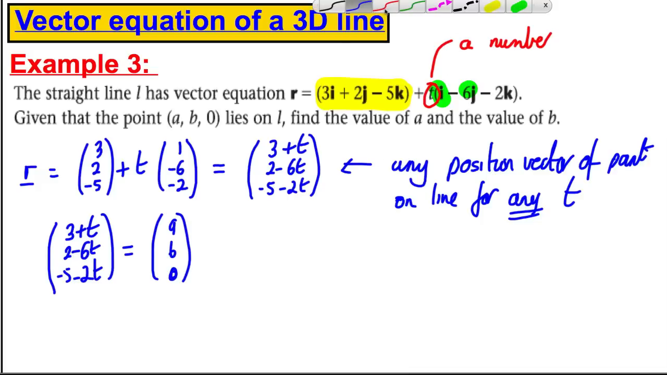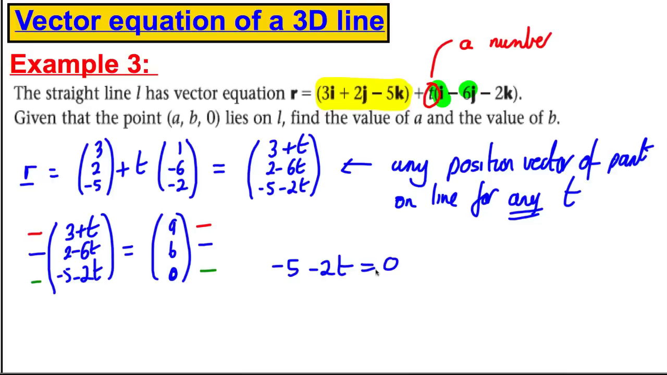Now, for these to be equal, this has to equal this, this has to equal this, and this has to equal this. So the easiest one to deal with is to say that negative 5 subtract 2t must be 0. Add 2t to both sides. Negative 5 must be 2t, and dividing by 2, t must be equal to negative 2.5. And now I can just substitute t in here.